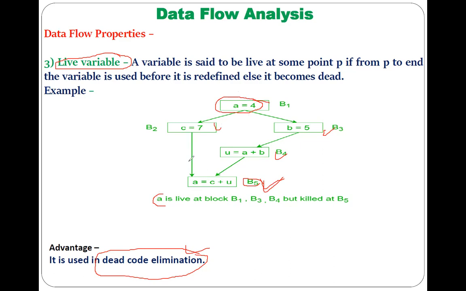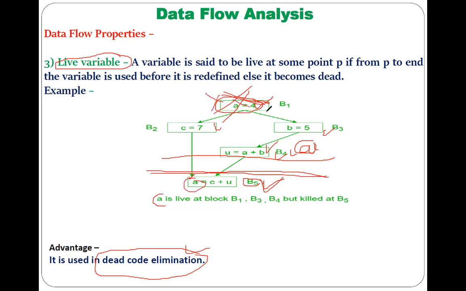How can you determine it? You can determine it because until this point B4, A is live because A is getting utilized here. But is this A getting utilized here? No. That is the reason, for basic block B5, this A is considered as dead code, and this can be eliminated by the compiler. Understood? The value of this A can be eliminated because it is not going to be utilized further. Which value is getting utilized? This A is getting utilized, not this. That is the reason you can eliminate this A. Understood?